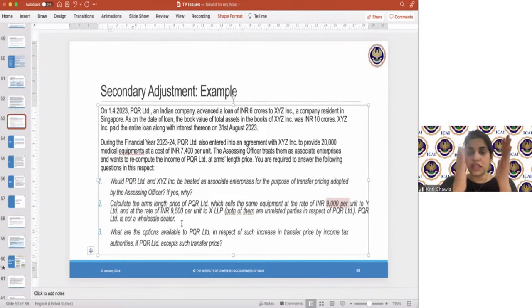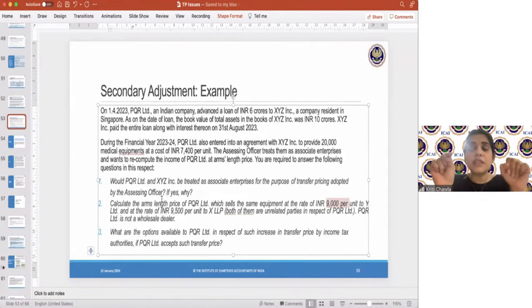So, the related party transaction is at 7,400 per unit, and then they have two comparables out here, two unrelated parties. To one, they are supplying at 9,000, and to the other one, they are supplying at 9,500. Can you think of a method here? Which method should we apply as the most appropriate method? Exactly. We should use the CUP method.